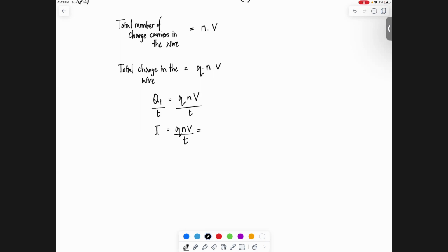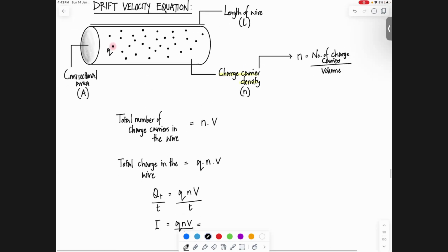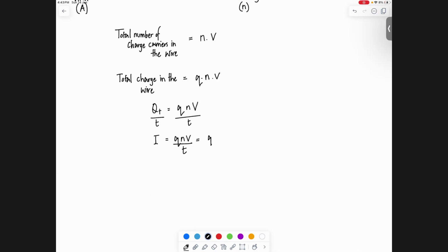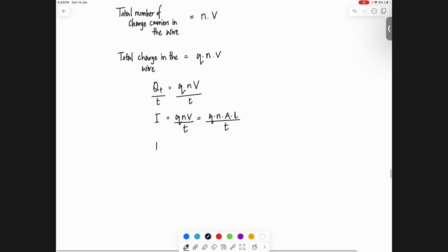So I'm going to break it down. Can you look at the material I've provided at the top and tell me what is the volume of this material? A into L, right? So you get Q N A L divided by T. So next we'll do Q N A, and bring the T along with L. I can do that, nothing illegal, okay? So what is length per unit time?